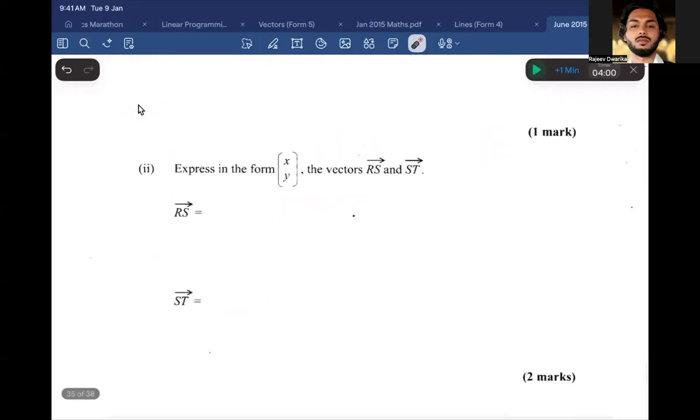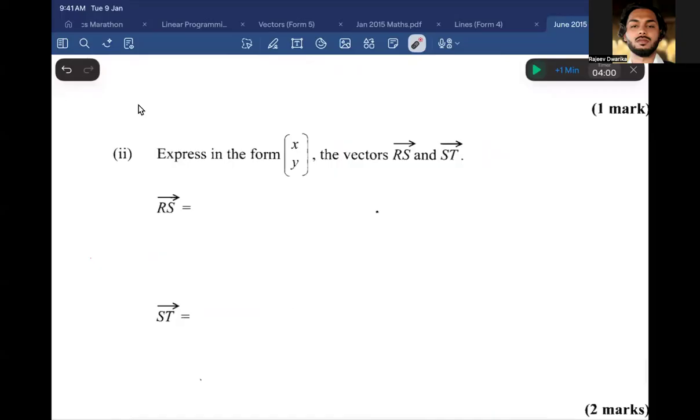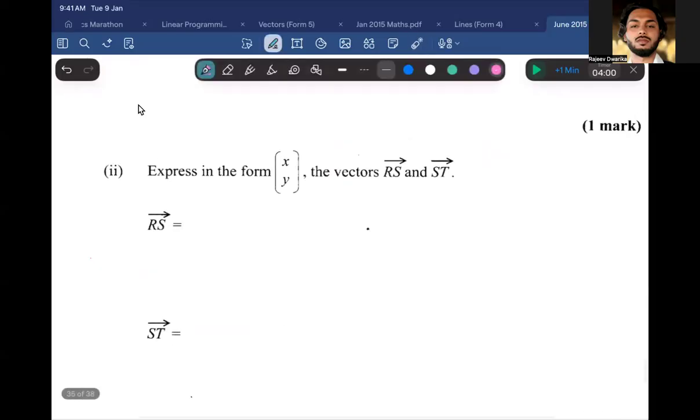Okay, so Ivan, part 2 now. RS. Do you know how you would go from R to S given position vectors? No. Let me start off with R to S. So Ivan, if we want to go from R to S, where are we starting from?